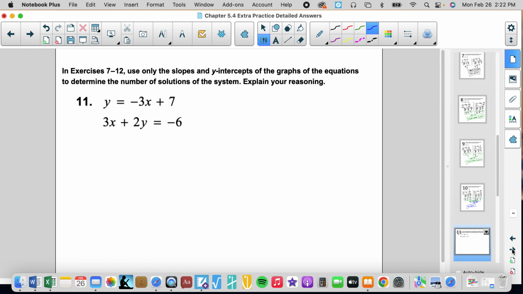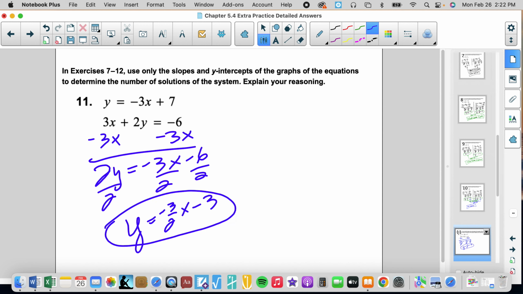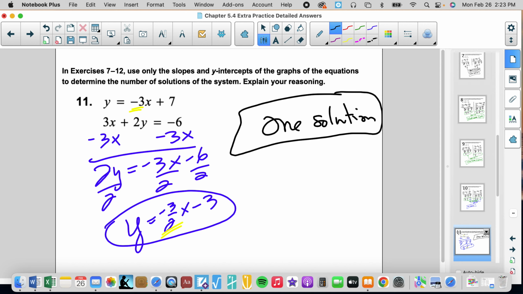These are good questions. I mean, this is really good. So we don't have to do anything in the first one. We can just isolate: negative 3x minus 6, divided by 2. We get y equals negative 3 halves x minus 3. So what do we know about those? They have different slopes. We don't even have to go any further since they have different slopes. They're going to intersect. Whoa, only one solution. They're going to intersect in one place because different slopes.